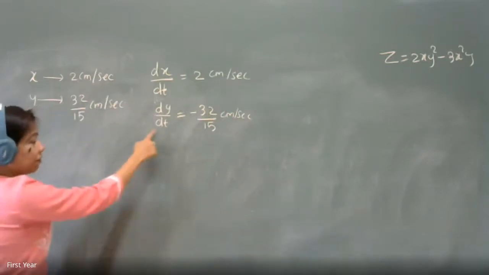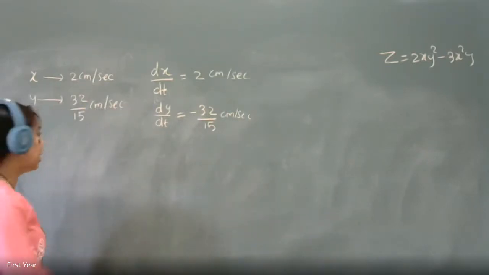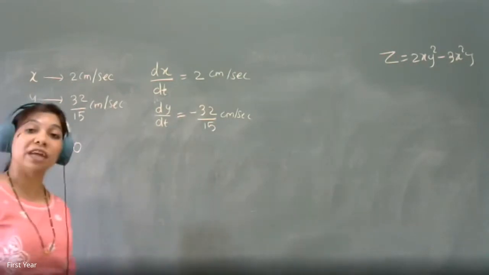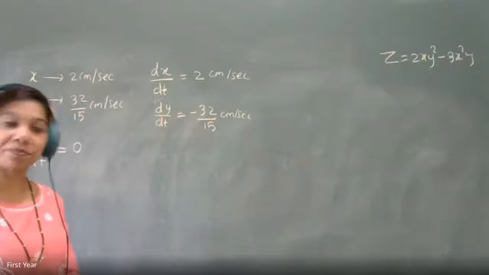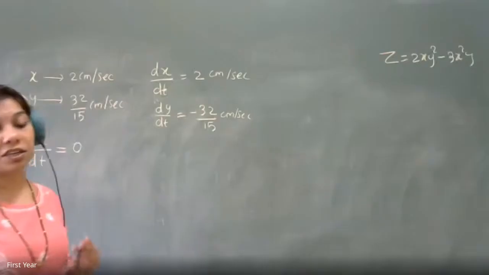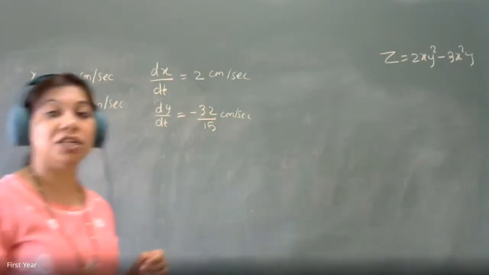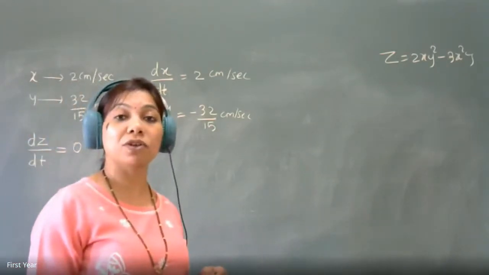For which, if this is the value of y, what will happen to z? They are saying z should remain constant. If z is constant, what is the change in z? Zero. This is the hidden fact in the question. The change should be in such a way that z remains constant. They have said to prove that y decreases at the rate 32 by 15. So decrease is given by negative, increase is given by positive.